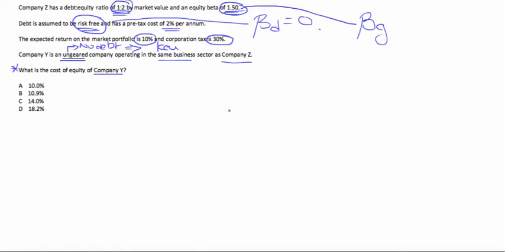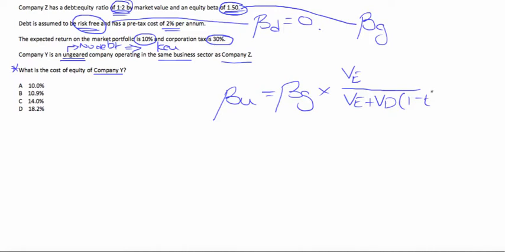So what we can do is ungear or de-gear this by using the formula. The ungeared beta is the geared beta multiplied by the value of equity over the value of equity plus the value of debt times (1 minus t). So we can take the equity beta of 1.5. They've got a debt to equity ratio of 1 to 2, so the equity is 2. The debt is 1, and we're told the tax rate is 30%.